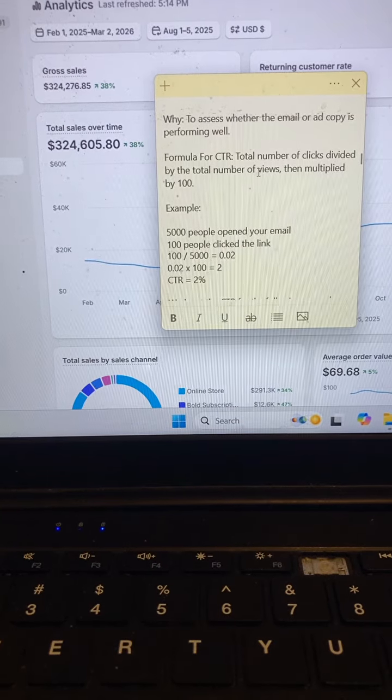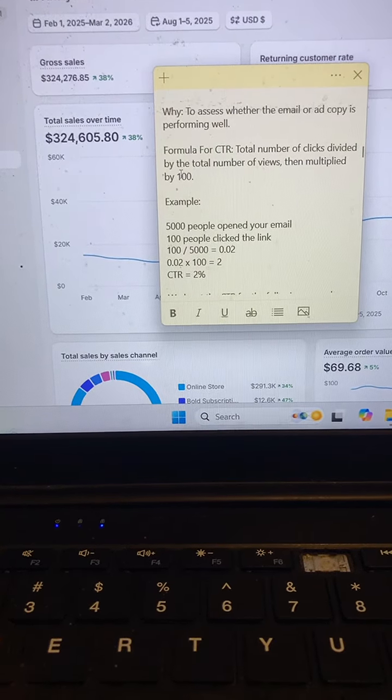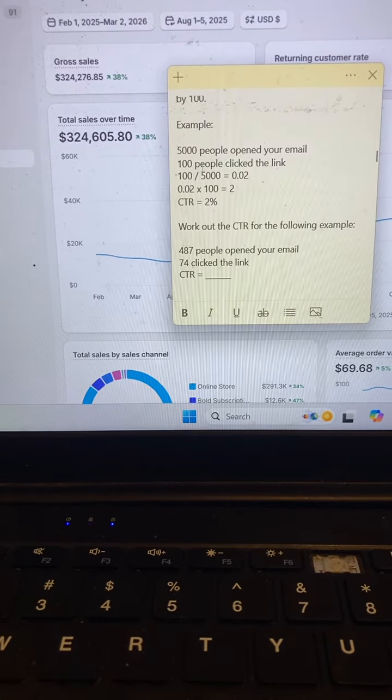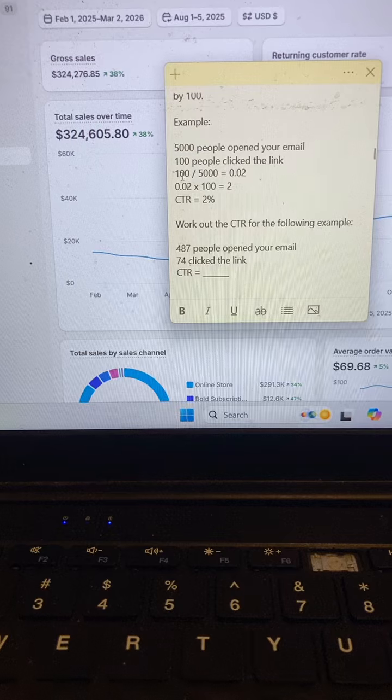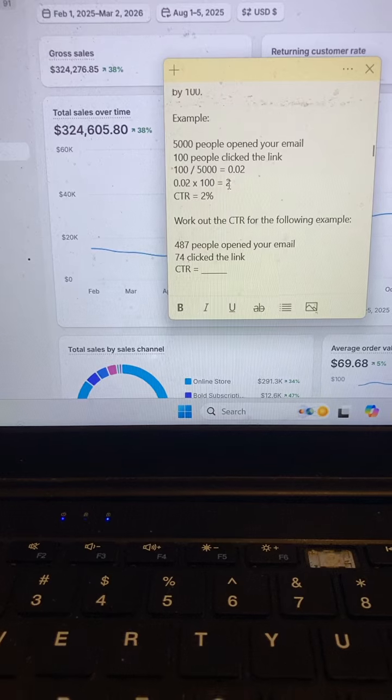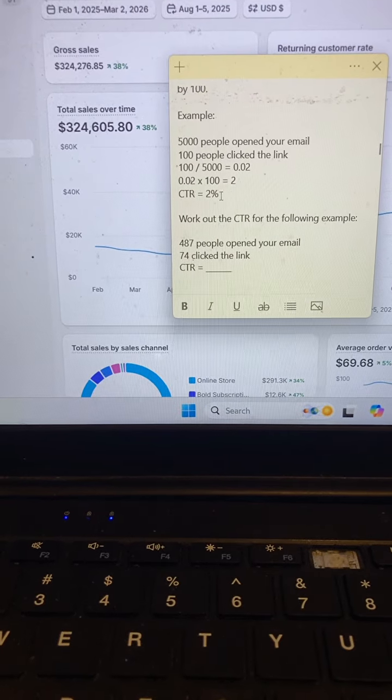So the formula for your click-through rate is going to be the total number of clicks divided by the total number of views, then multiplied by 100. So for example, if 5,000 people open your email, 100 people click the link, then 100 divided by 5,000 will be 0.02. And 0.02 times 100 would be 2, which means you have a 2% click-through rate.